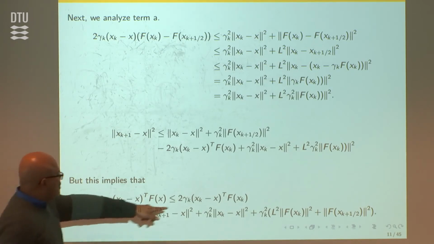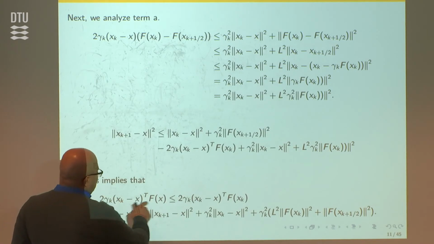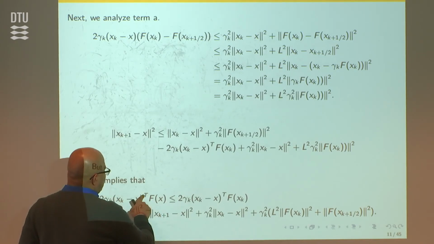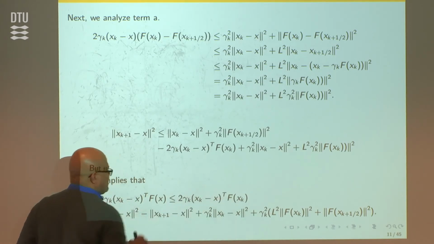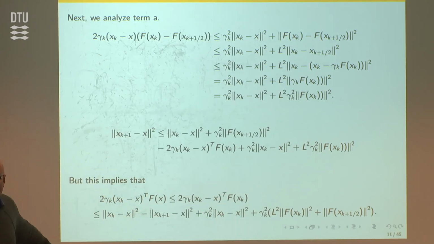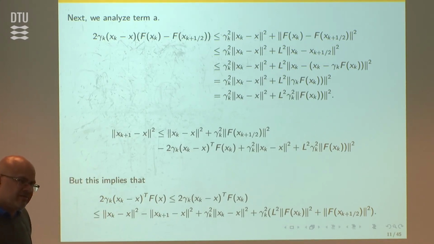Now, what we know is, on the left side, because of monotonicity, (xk minus x) transpose f of x is less than (xk minus x) transpose f of xk, just from monotonicity. Because what does monotonicity tell us? (f of xk minus f of x) transpose (xk minus x) is non-negative, right?